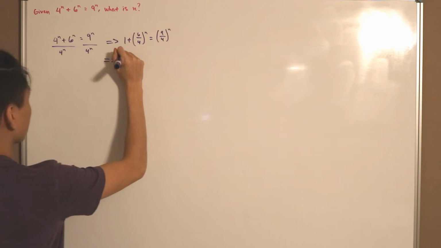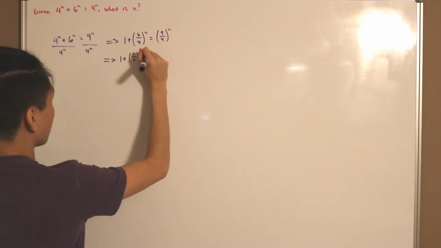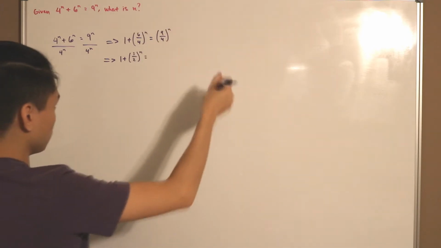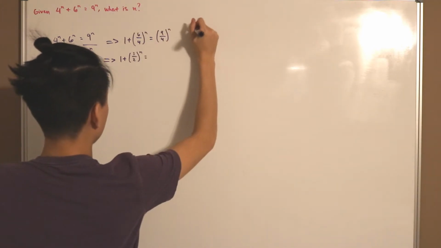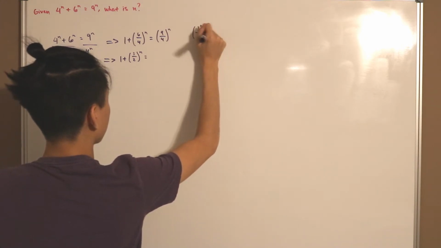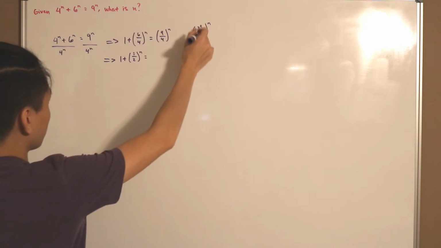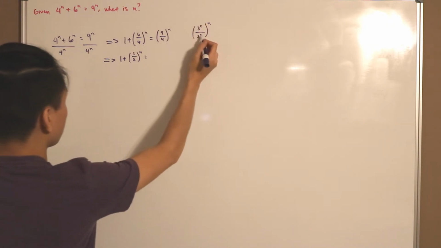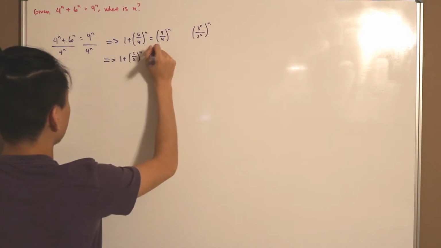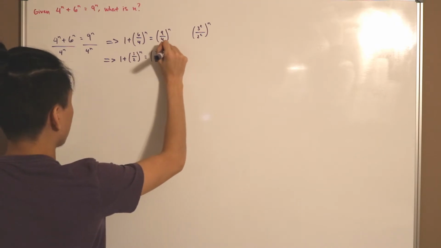So this is 1 plus 3 divided by 2 to the n, and then note that 9 divided by 4 is also the same thing as 3 squared divided by 2 squared. So that means they share the same exponents, both the numerator and denominator, so we can move it outside of the parentheses. So we can actually rewrite this as 3 divided by 2 raised to the 2n.